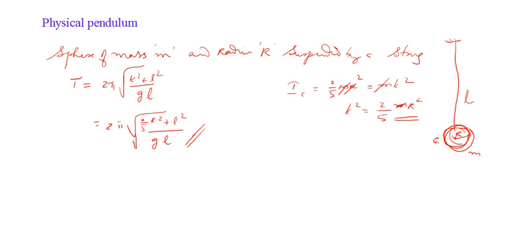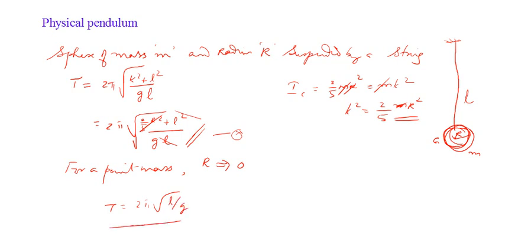Now, for a point mass bulb, you can take R tending to 0. So what will the equation become? T is equal to 2 pi into root of, when R is equal to 0, this term will be gone. It will be L square by gL, so one L cancels, and it will be 2 pi root of L by g.